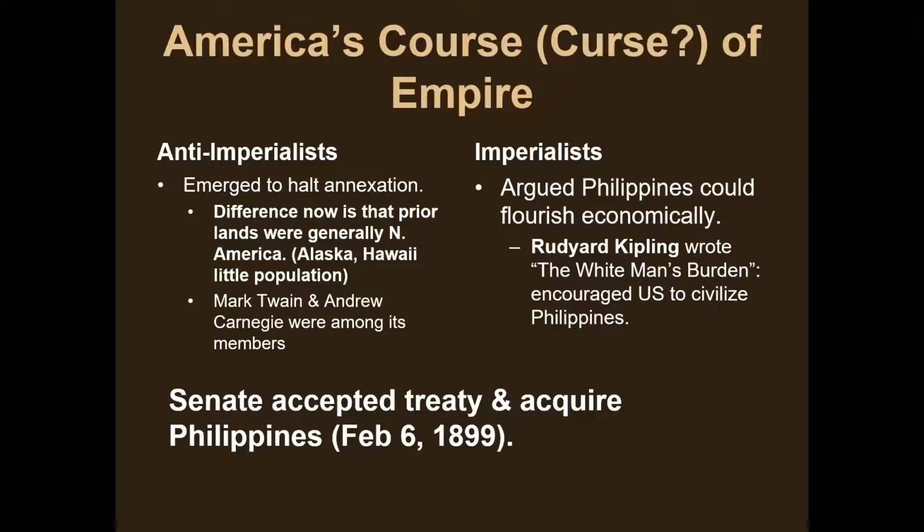So on the side of the anti-imperialist, they want to halt this annexation of the Philippines. They say this is different, for the reasons I outlined, than any other U.S. territorial expansion like Alaska or even Hawaii, because the population is so dramatically different.